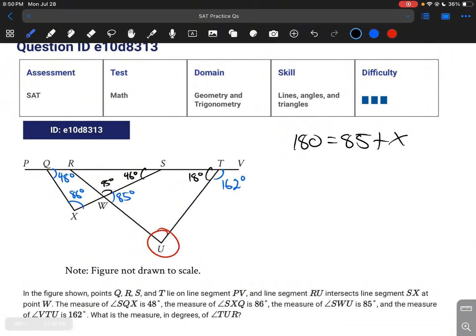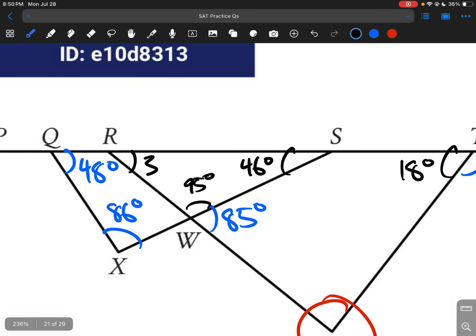And using the rule that all triangles must add up to 180 degrees, we can say that 180 is equal to 46 plus 95 plus x. Solving for x is 39 degrees. So this is 39 degrees.